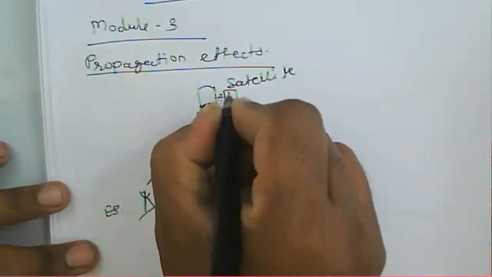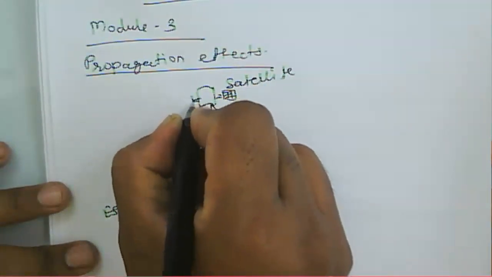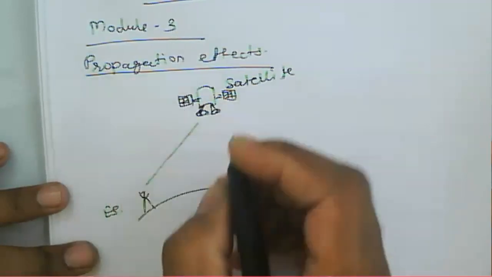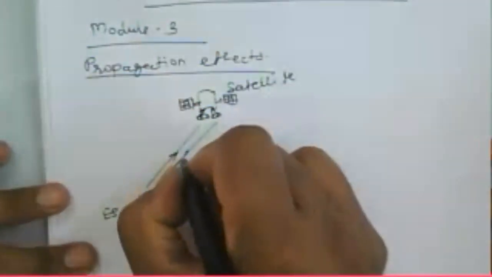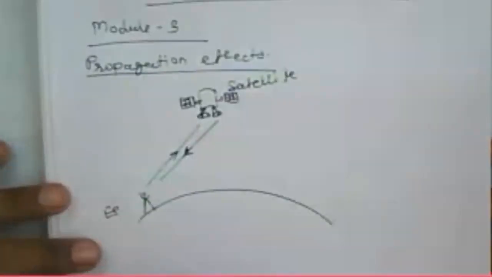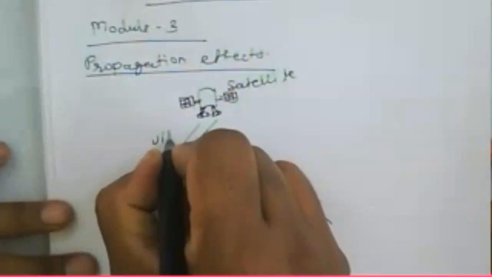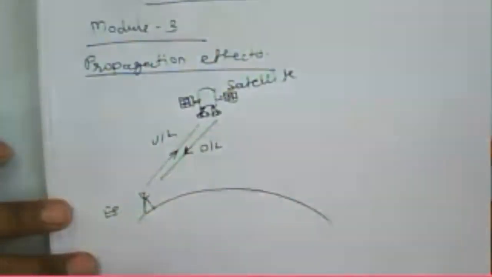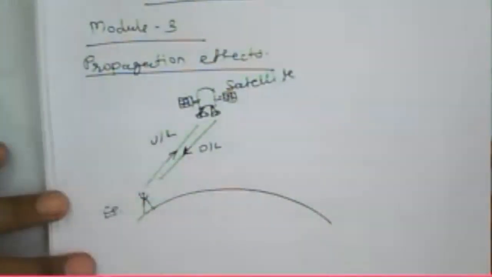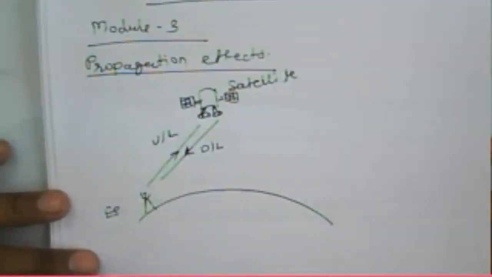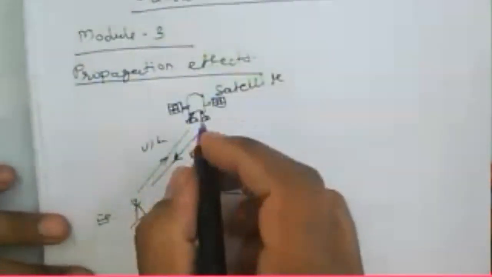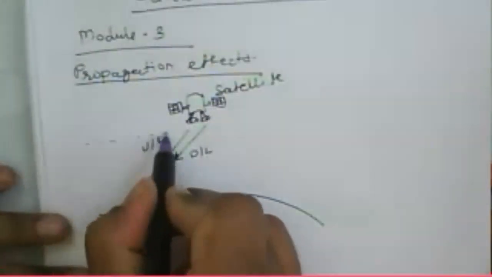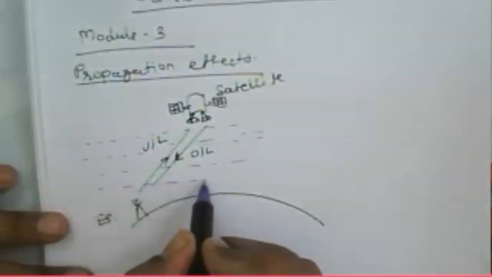Now, when we are communicating to the satellite through the Earth station, that will be the uplink, and when we are communicating from the satellite to the Earth station, that will be the downlink. This one will be the uplink, and this one will be the downlink. In this region, when we are transmitting the signal from the Earth station to the satellite, there is the atmospheric region.